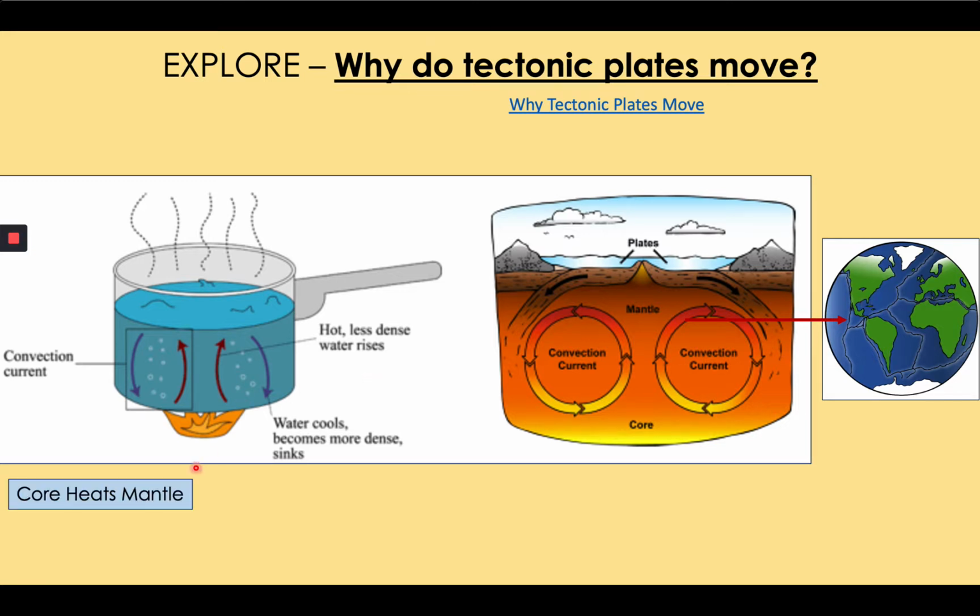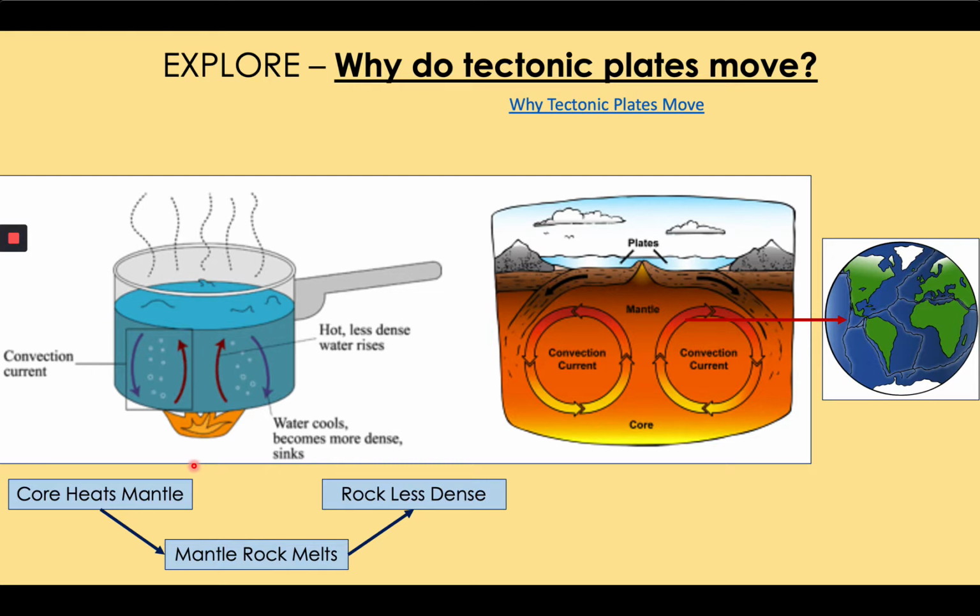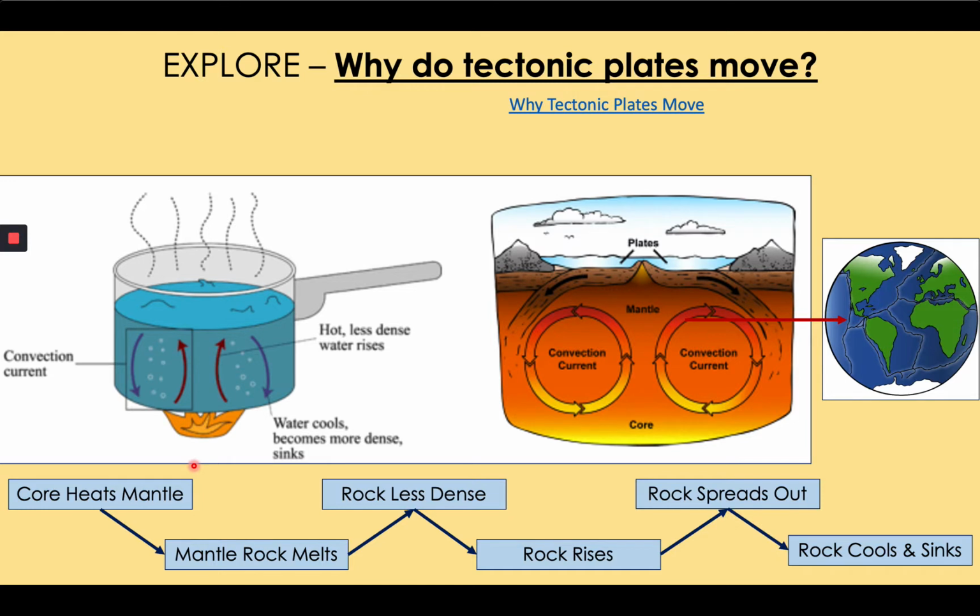So let's summarize. The core heats the mantle of the Earth. This causes the rock in the mantle to melt, and that melted, hotter rock becomes less dense, and so it rises. As it rises, it spreads out beneath the crust. Due to friction, similar to the friction that you get when you slide your hand across a table, the rock spreads out the crust. As the rock cools down, it becomes denser and so sinks back towards the core, and the process repeats. This is why tectonic plates move.